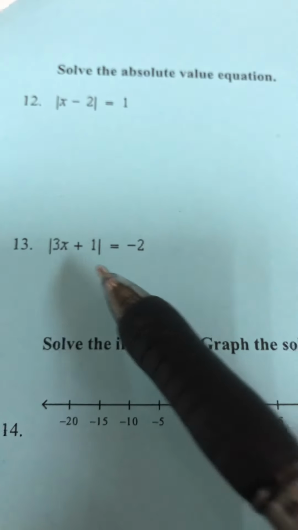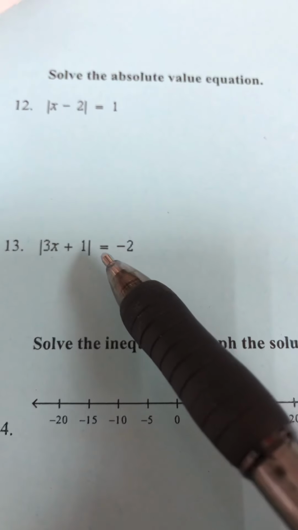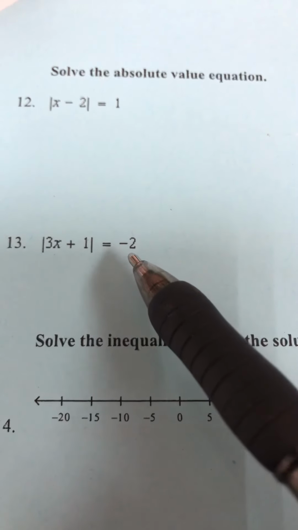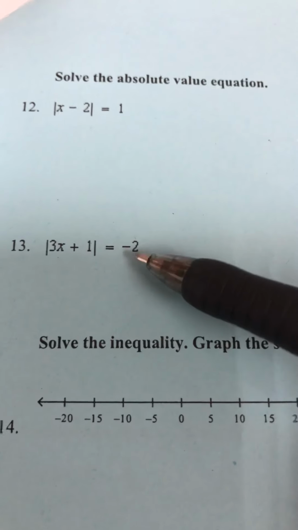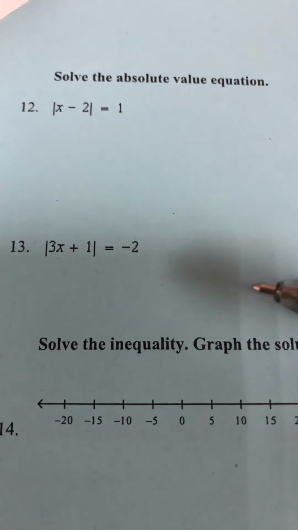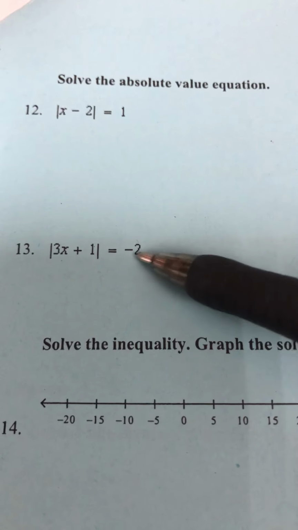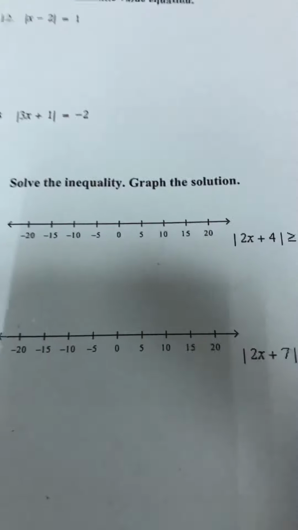Same thing with this. Your 3x plus 1. You're going to put no solution right here. So I'm giving you an answer. I kind of slipped out here. Because no absolute value could ever equal a negative number. Okay? So you're done with that one. No solution on that one.